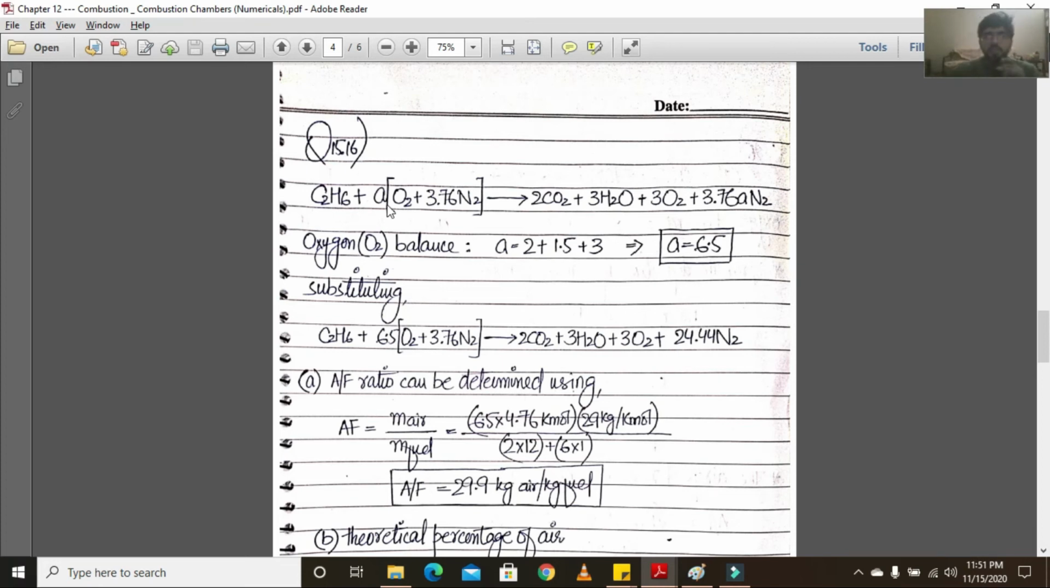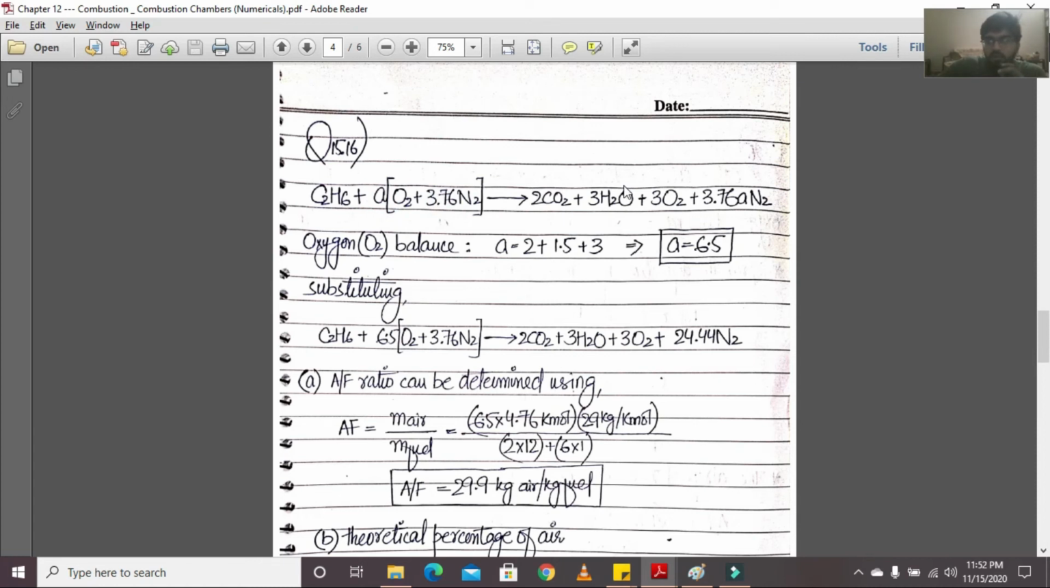And as a result, we will get two molecules of carbon dioxide, three molecules of water vapor. And it is mentioned in the question that we have excess 3 kilomoles of free oxygen available in the combustion product. It is mentioned in the question. So this 3O2 is basically the excess of free oxygen which was available in the combustion product. And then again, nitrogen is 3.76 times of A.